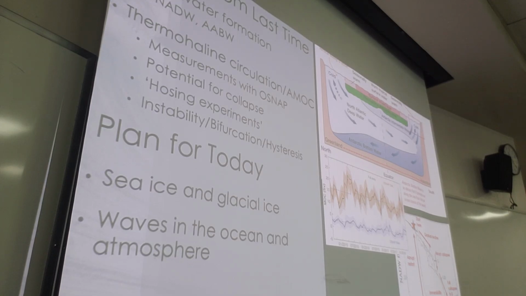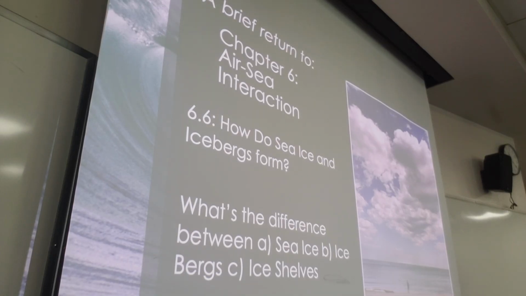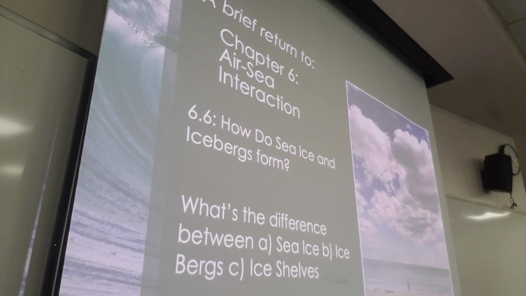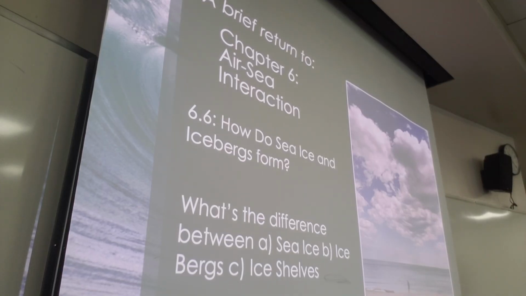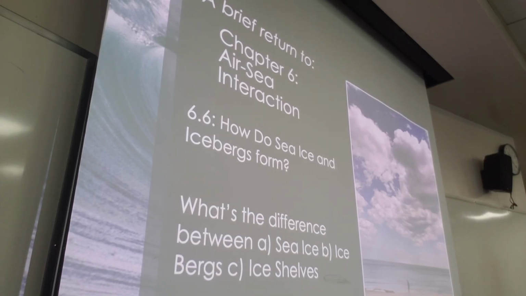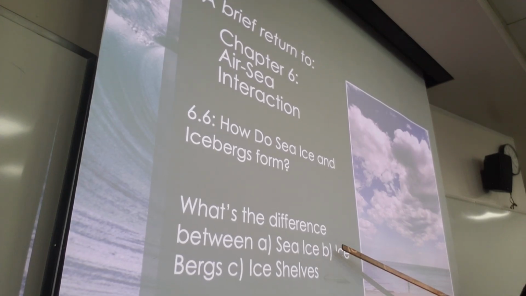So let's get started. The first topic today is sea ice and glacial ice. In the book, if you're using the book, this is covered in chapter 6. So we've kind of gone past chapter 6, and this is just a rewind. But I just want to ask a question at the beginning and see where we're at. Can anyone tell me what's the difference between, first of all, let's just focus on these first two, sea ice and icebergs?